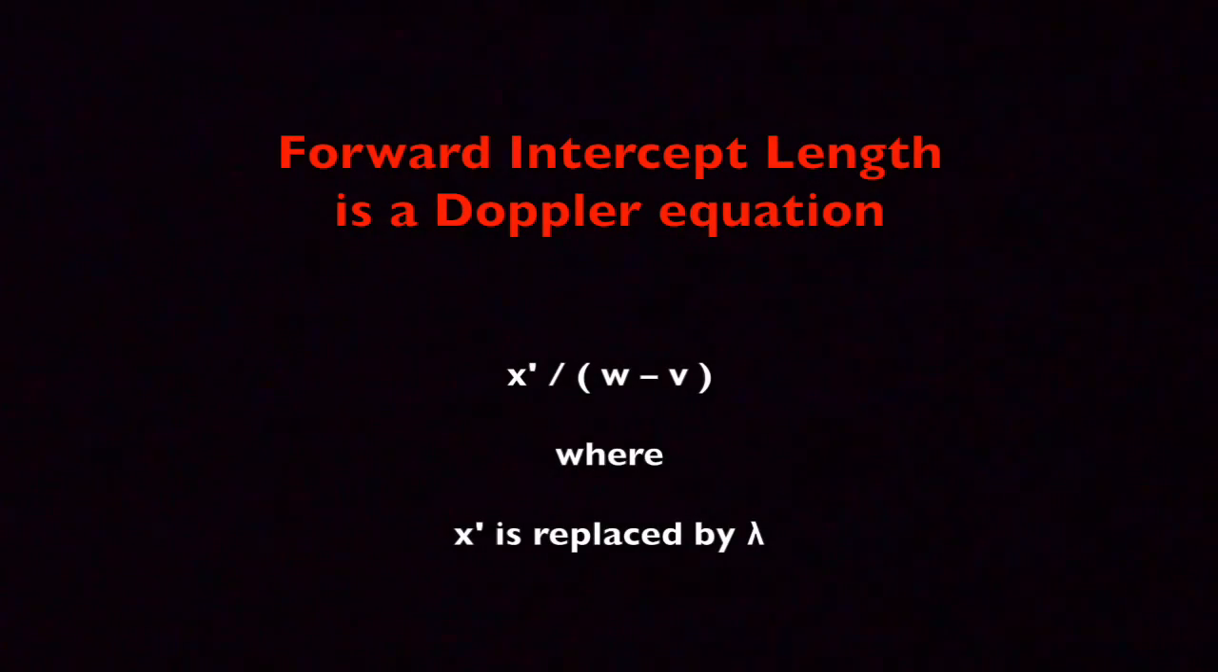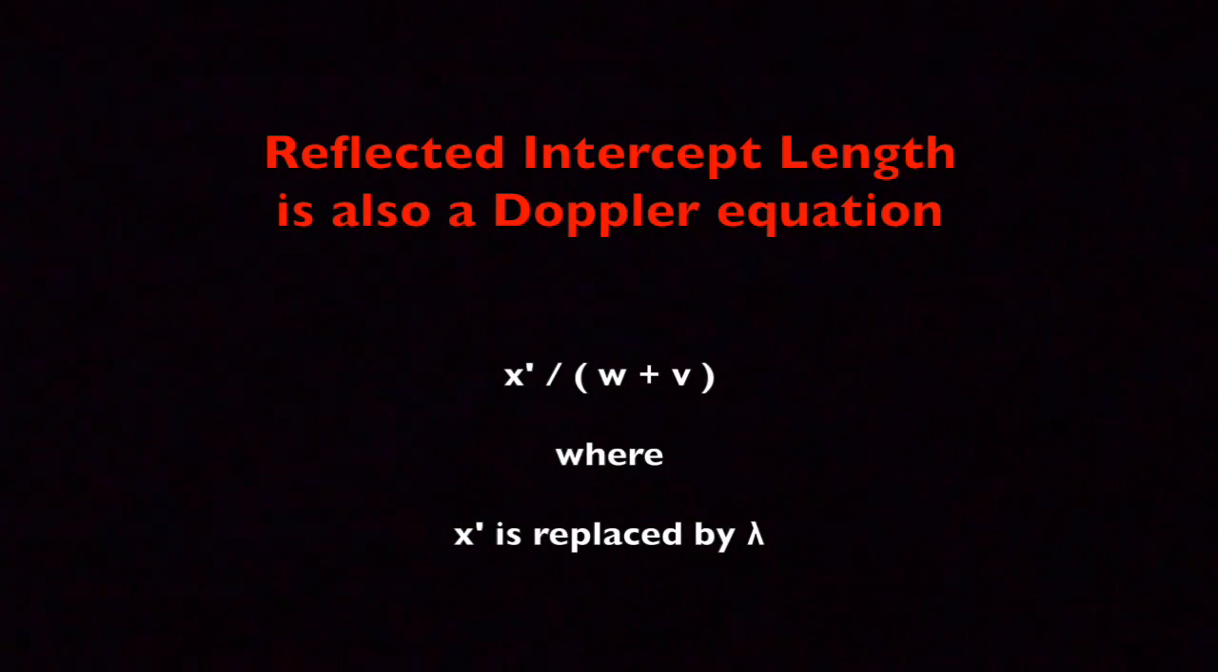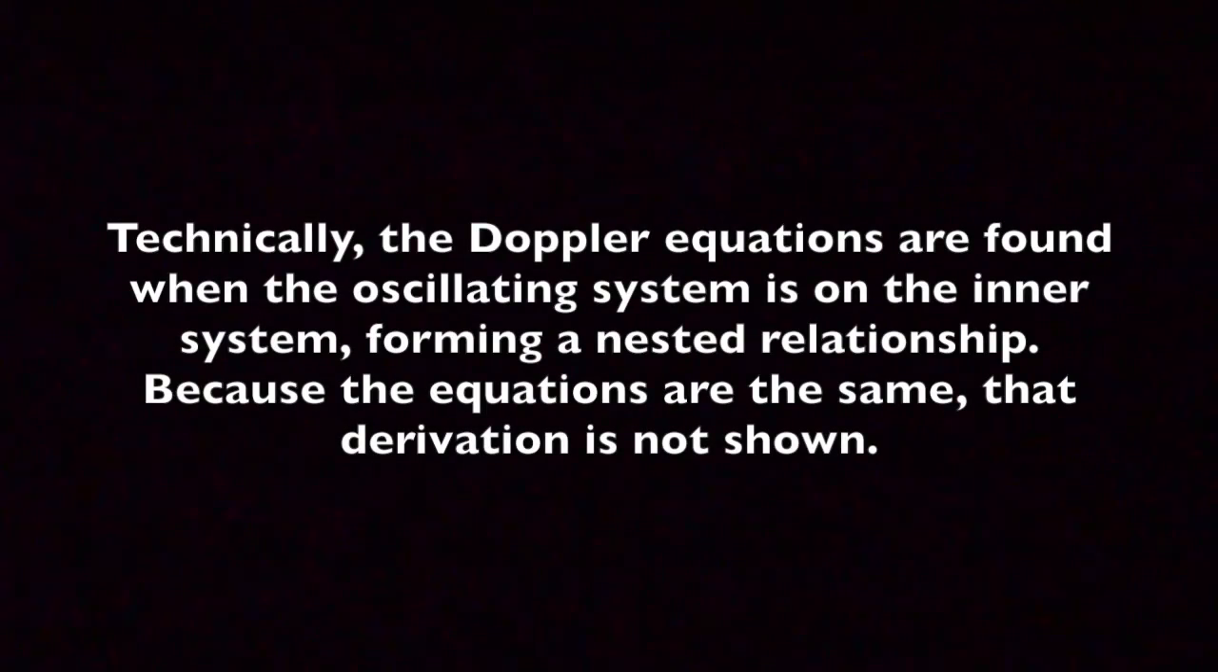Before I wrap up, notice that the forward segment length is actually one of the Doppler equations, and the reflected segment length is the other. All that's required is to replace x prime with lambda, which is the symbol that's used in math and science to represent wavelength. For now, I'm ignoring an important subtlety, which I'll need to address later when I take a closer look at relativity, but it's important that I show that modern mechanics is able to explain what classical mechanics explains today.